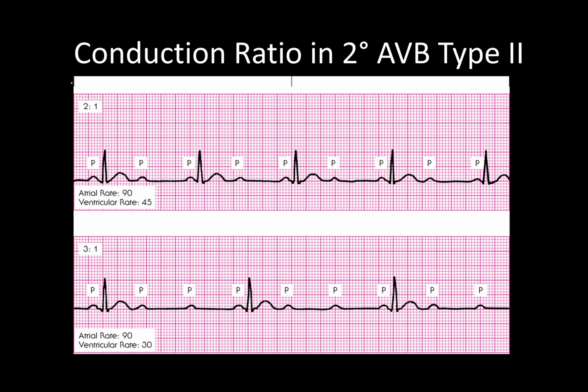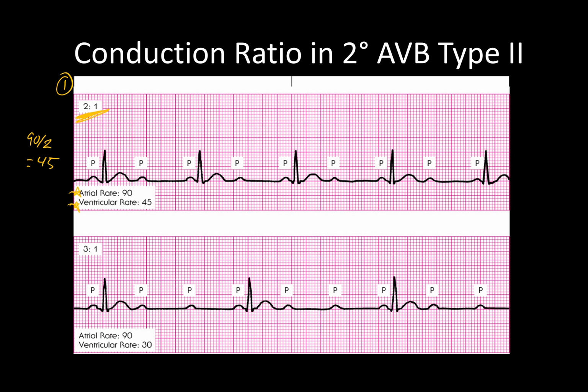So for this one here, I'll just go ahead and mark this with a 1. This is a 2-to-1 block, or a 2-to-1 conduction ratio, sorry, where 1 out of 2 is conducted through. If you did all the measurements, you'd be able to tell that the atrial rate here is 90 and that the ventricular rate is actually 45. And that's exactly how this works out. That also makes sense because 90 divided by 2 equals 45, right?